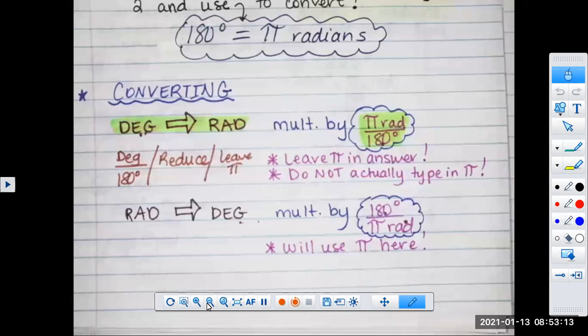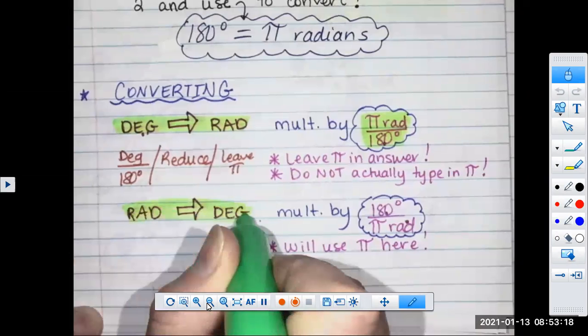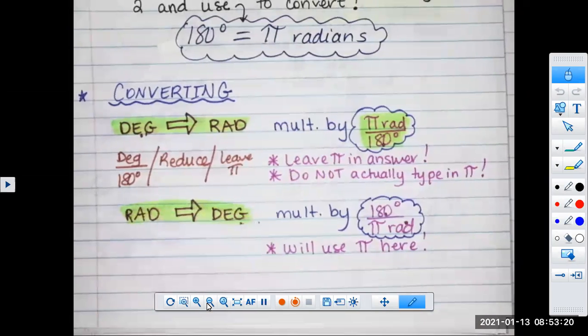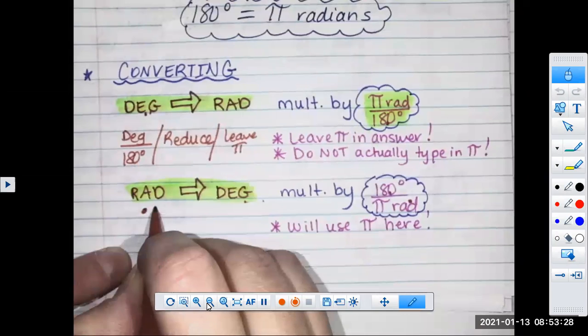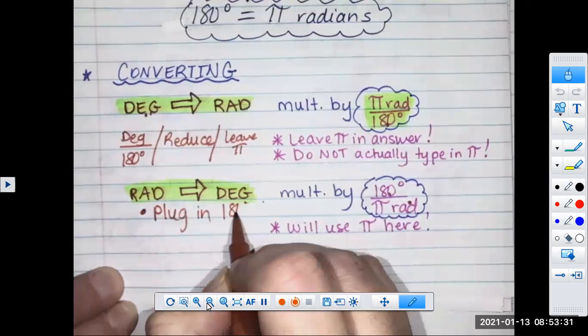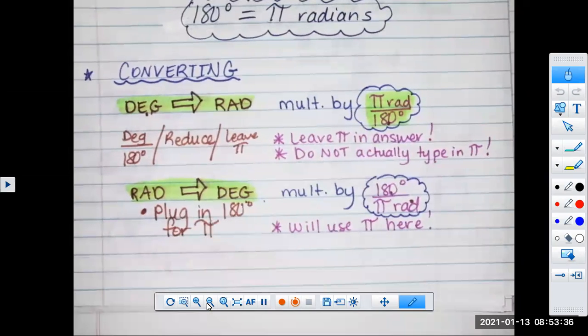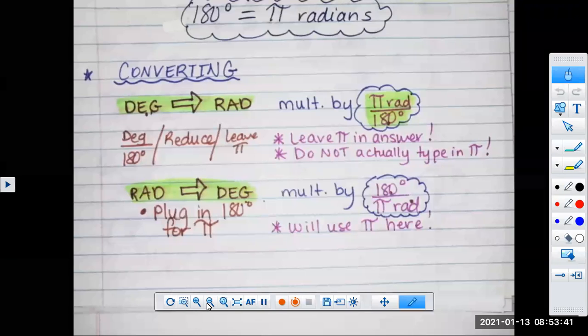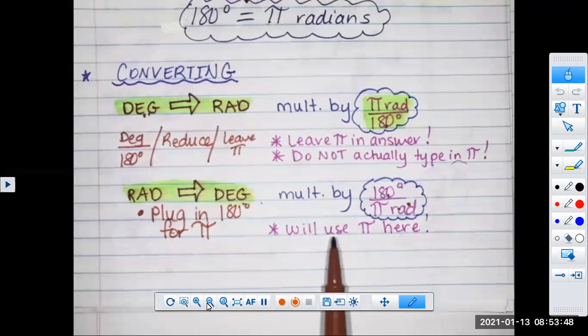If you're converting from radians back over to degrees, the easiest way is simply if you have pi, if you have 2 pi over 3 and they want you to convert that to degree measure, you can just plug in 180 degrees for pi. That's the easiest way I know to tell you. Plug in 180 degrees for pi and do the math. If you don't have pi in your problem and they give you like 3.4 radians, then you have to use this conversion factor and you will use pi in your calculator.